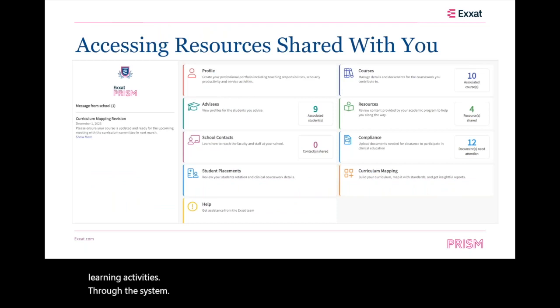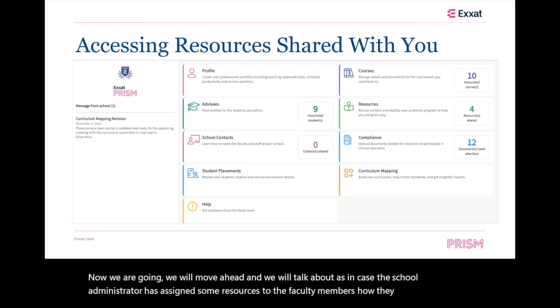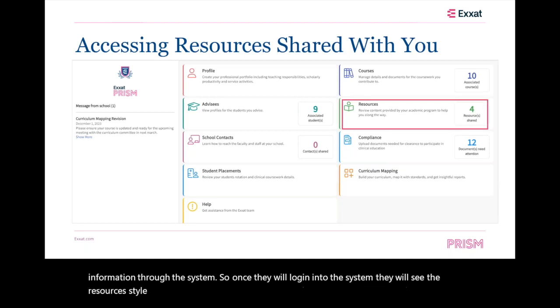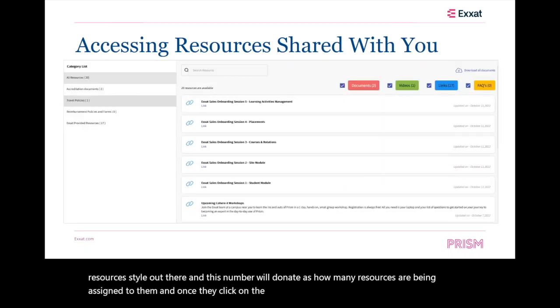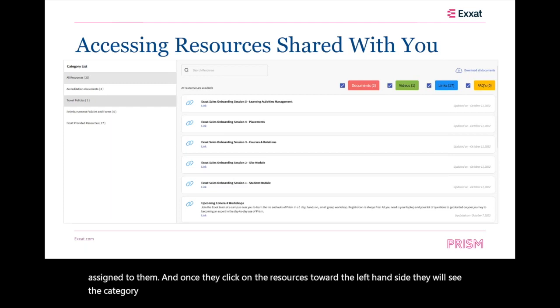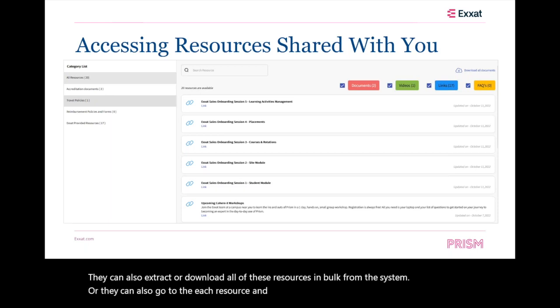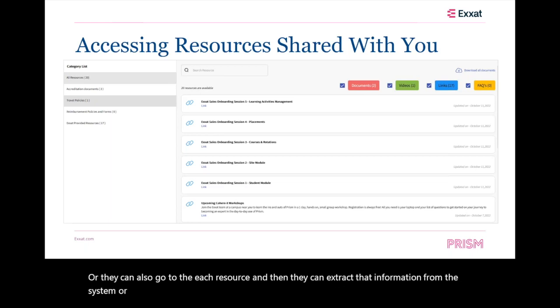Now we will move ahead and talk about how, in case the school administrator has assigned some resources to the faculty members, they can access that information through the system. So once they log in to the system, they will see the resources tile out there. And this number denotes how many resources have been assigned to them. And once they click on the resources, toward the left-hand side, they will see the category list, and toward the right-hand side, they will see the different resources assigned to each category. They can also extract or download all of these resources in bulk from the system, or they can go to each resource and then extract or download that information from the system.